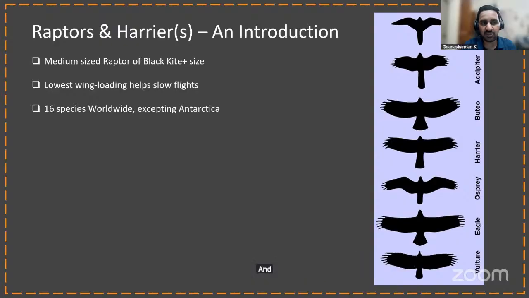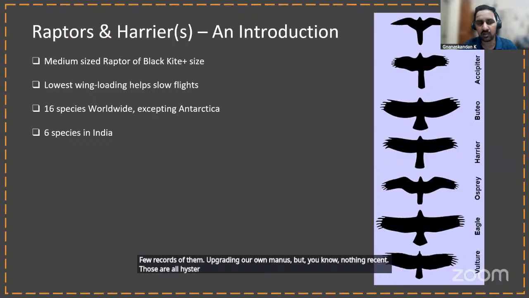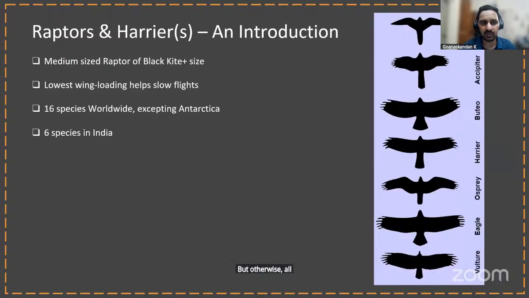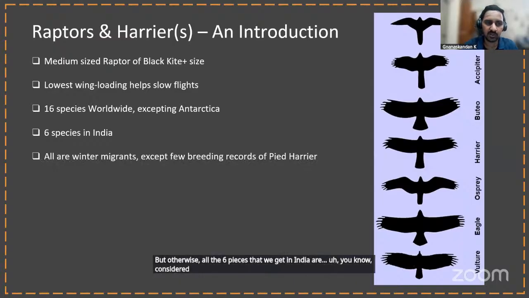And we have around 16 species worldwide. They are pretty widespread, excepting Antarctica. And we have 6 species in India. Most of them are winter migrants, except pied harrier. There are very few records of them breeding around Manas, but nothing recent. Those are all historical records. But otherwise, all the 6 species that we get in India are considered winter visitors.